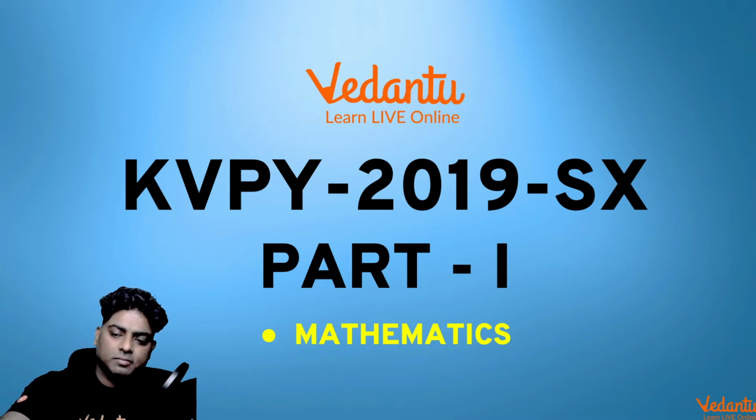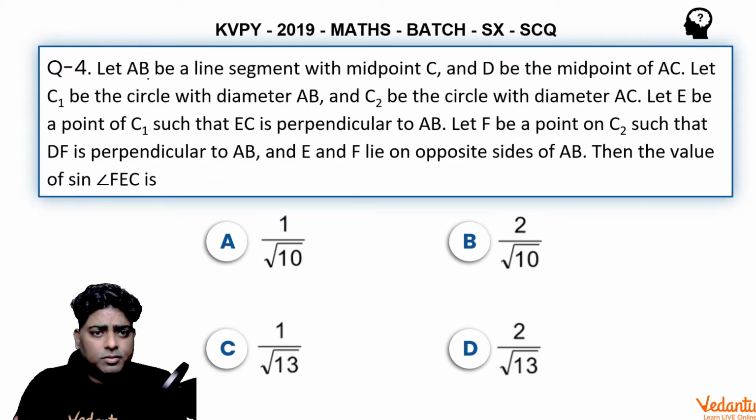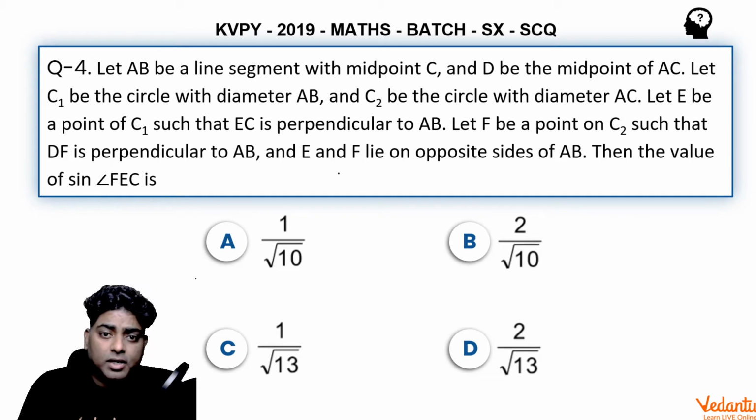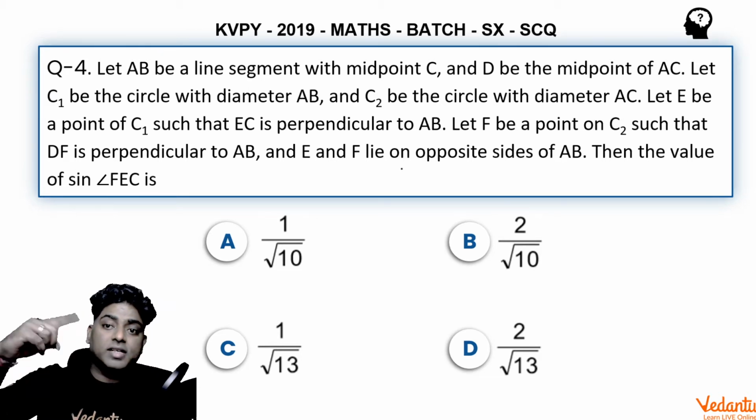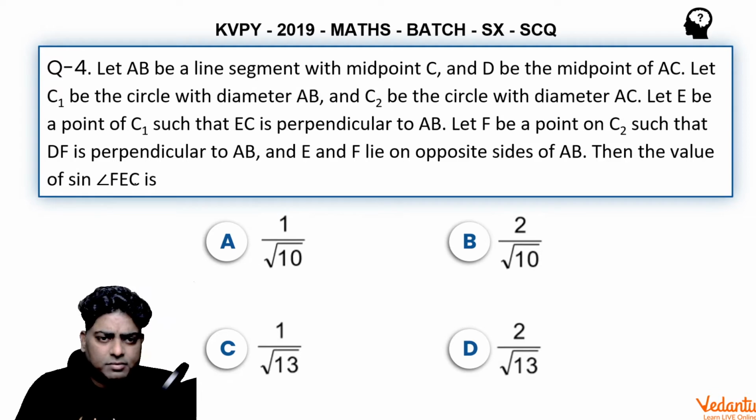Let's have a look at the problem taken in this video, question number 4 from the paper. It says let AB be a line segment with the midpoint C and D be the midpoint of AC. Let C1 be the circle with AB as diameter, and C2 be the circle with AC as diameter. C is the midpoint of AB. E is a point on C1 such that EC is perpendicular to AB. F is a point on C2 such that DF is perpendicular to AB, and E and F lie on the opposite sides of AB. Then the value of sine of angle FEC is 1 by root 10, 2 by root 10, 1 by root 10, 2 by root 10.